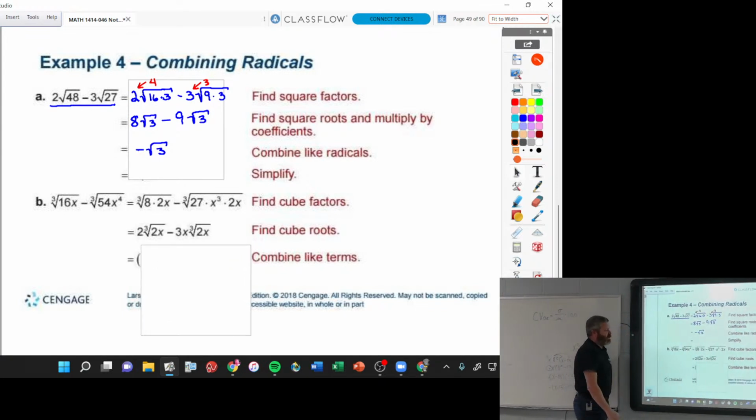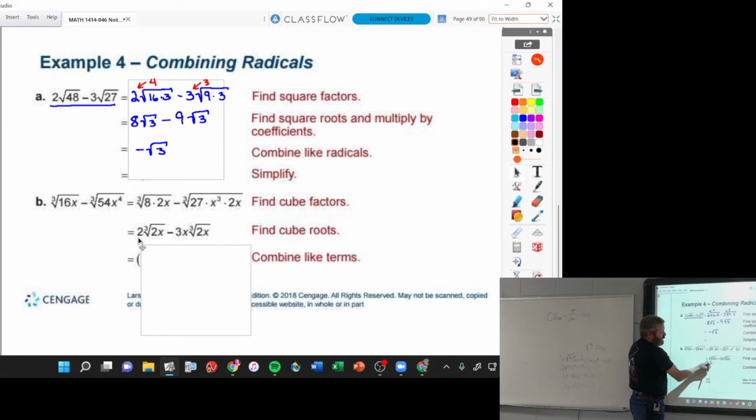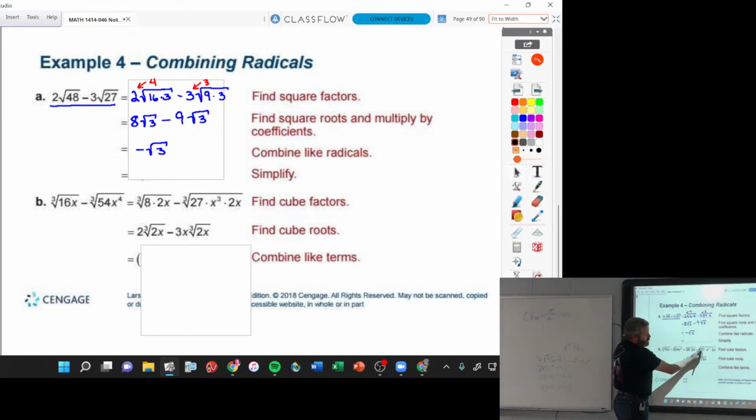Find the cube roots. So because the cube root of 8 is 2, we brought a 2 out, left the 2x behind. Because the cube root of 27 is 3, and the cube root of x cubed is x, we brought the 3x out, left the 2x behind.